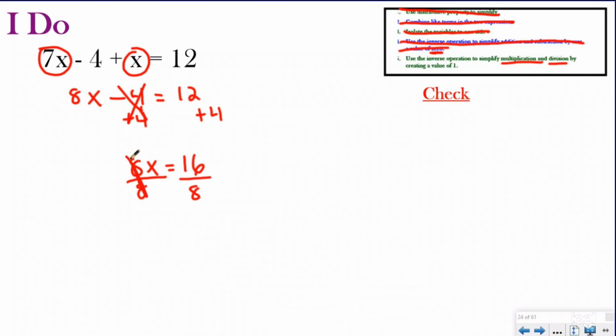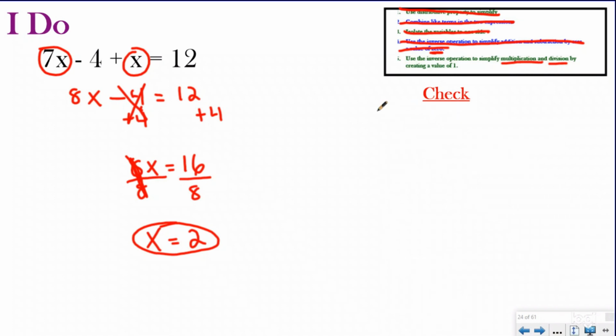Now these cancel out because it's just 1 and I don't need to write 1x. That would be redundant. And so now I'm left with x over here. 16 divided by 8 is 2. And I think my solution for this equation is x equals 2. So I want to check it.